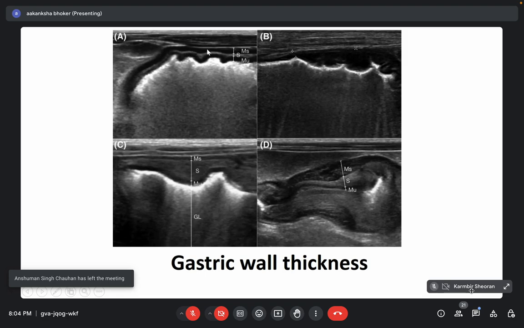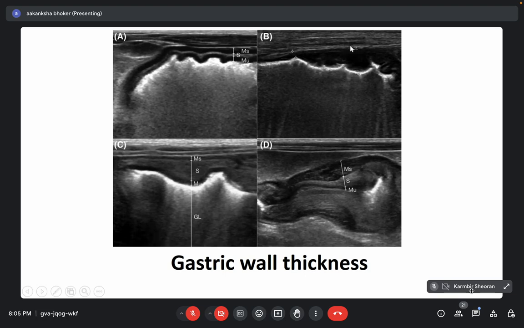Now this is the normal appearance of the stomach. But in case of gastritis, the thickness will increase. Generally the stomach thickness should be less than 5 mm, but if it is increasing beyond 5, then we can say it is gastritis.